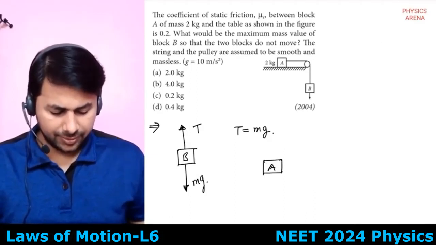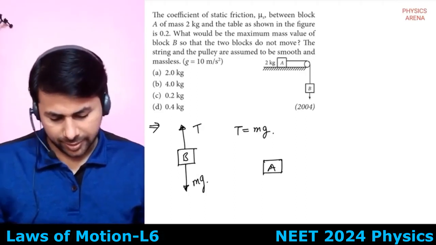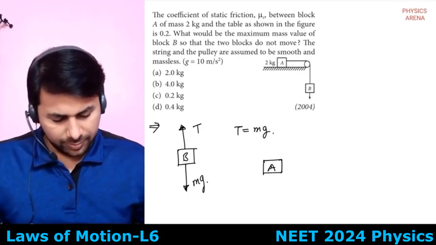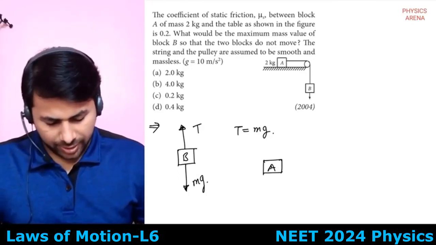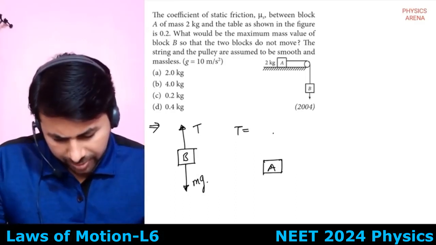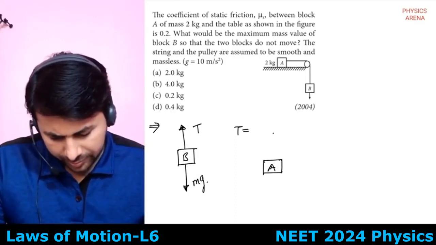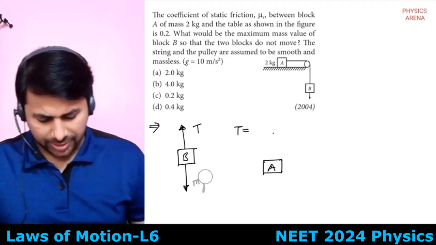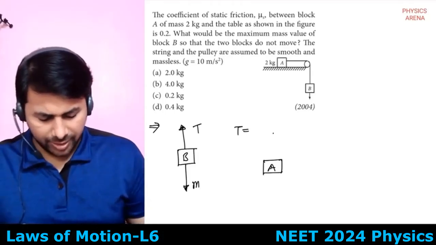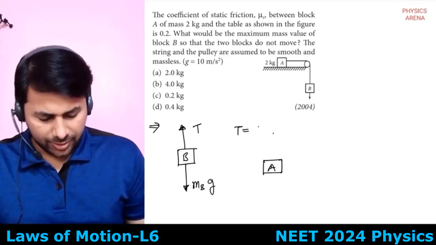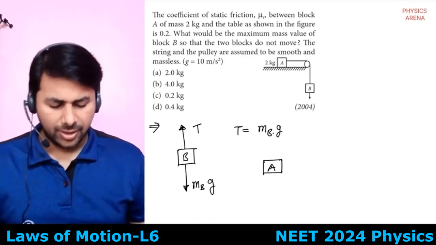Again, consider A. Let's call this the mass of B. Their masses are different. Let's call this mass of B multiplied by G. This is mass of B multiplied by G.